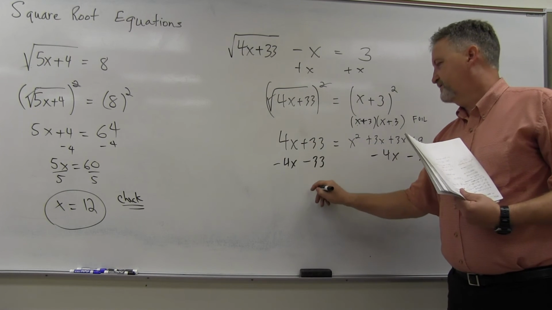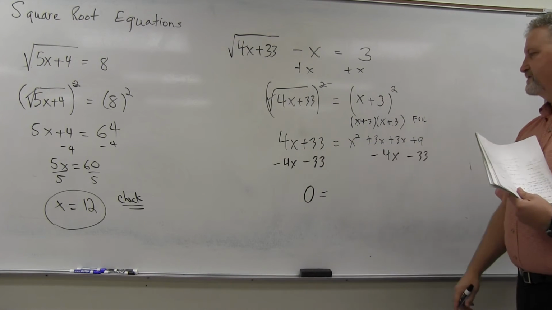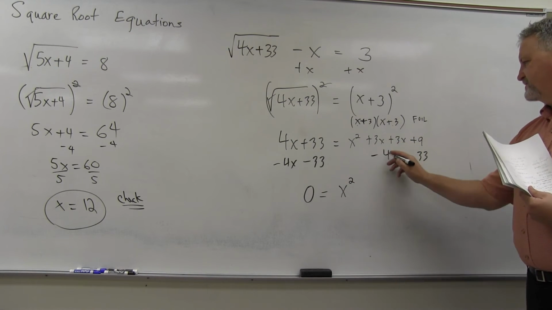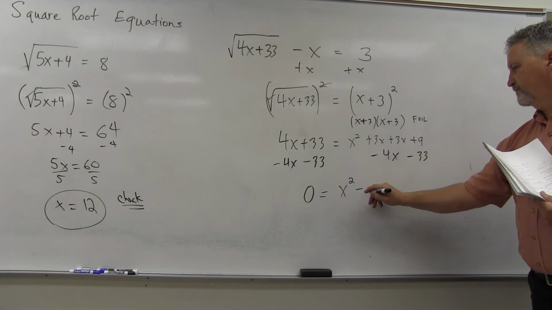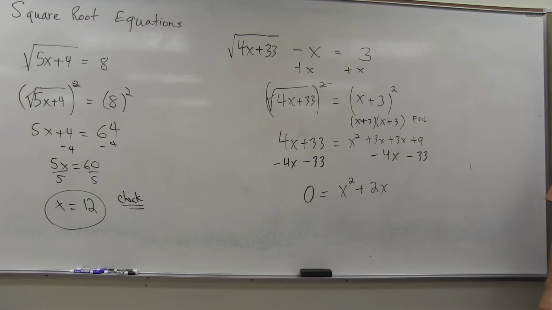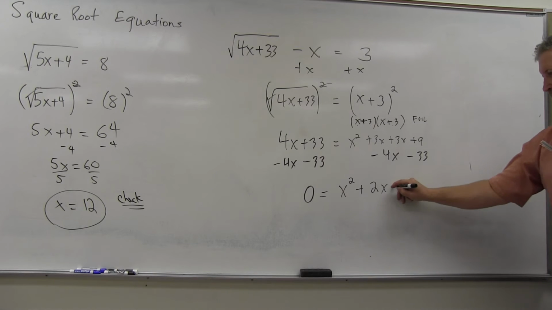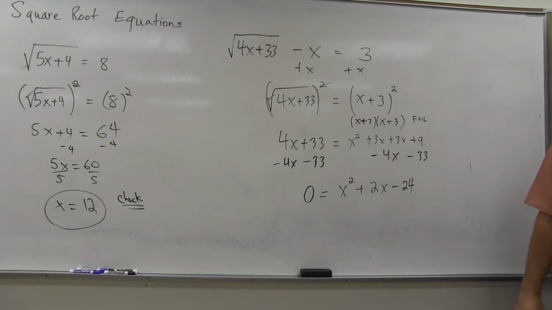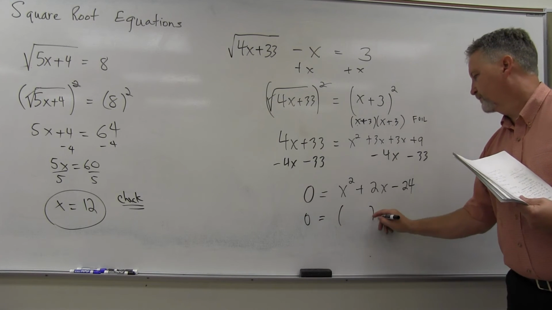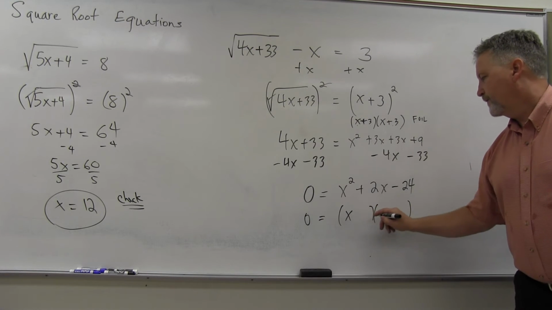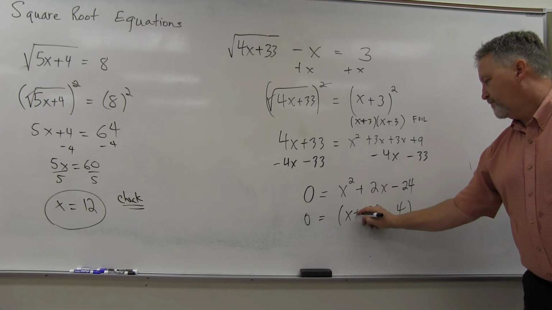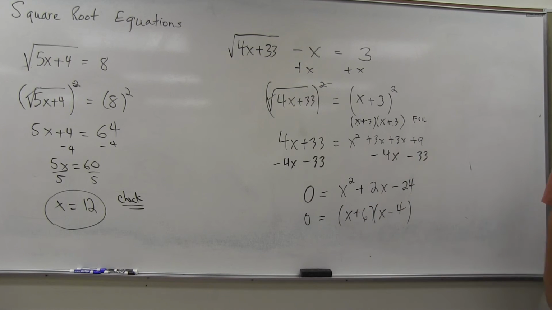So let's bring these terms over. Make this side 0. What does that make this side? x squared. We have 6x minus 4x to be plus 2x. And then 9 minus 33, negative 24. Does that look right? I believe that factors then. 6 and 4 again. A positive 6 and a negative 4 gives me positive 2 in the middle.